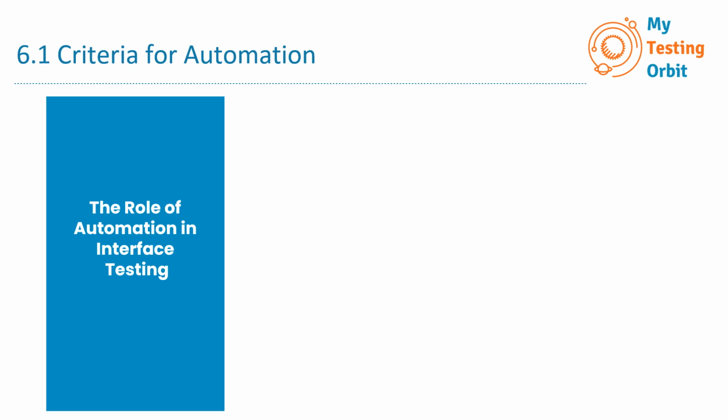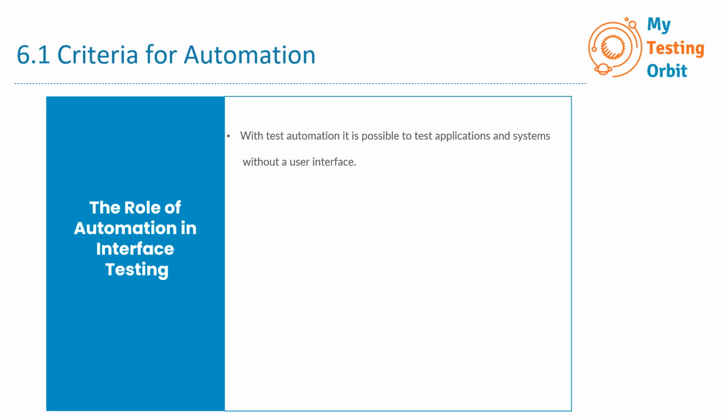The role of automation in interface testing. With test automation, it is possible to test applications and systems without a user interface. This is important because not all software components have a visible interface, but they still need to be rigorously tested. The second point is, in this case, testing can be done on the integration level via interfaces in the software. So instead of interacting with the graphical user interface, we focus on the integration level through software interfaces. These interfaces serve as the bridge between different parts of the software, and automation helps us thoroughly test this connectivity.